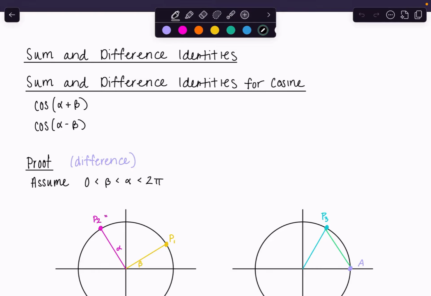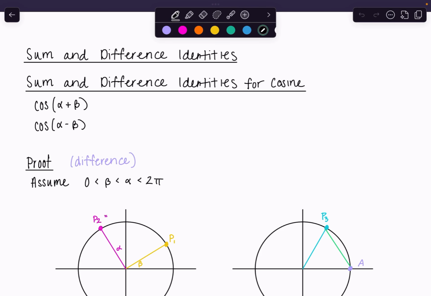So we're going to get into our first main set of identities now. We're going to talk about both sum and difference identities. So we have them for the cosine function, for the sine function, and also for the tangent function. I'm going to start with the cosine, and then I'm also going to show you how to prove one of these, but it is the only one I'm going to prove because otherwise it would take forever to get through them all.